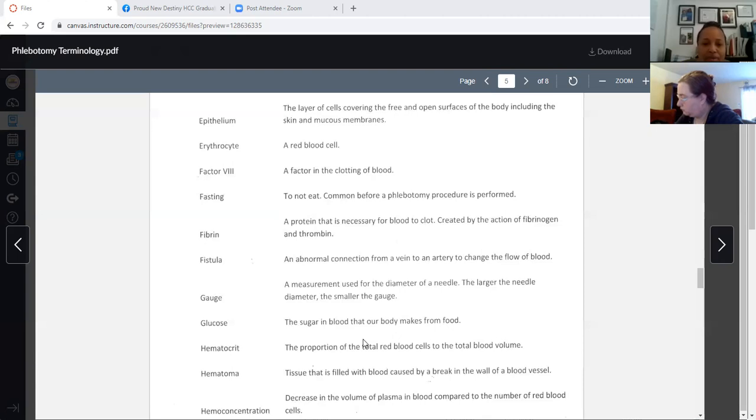All right, next one is gauge. You want to highlight this one. Gauge is a measurement used for the diameter of a needle. The larger the needle diameter, the smaller the gauge.